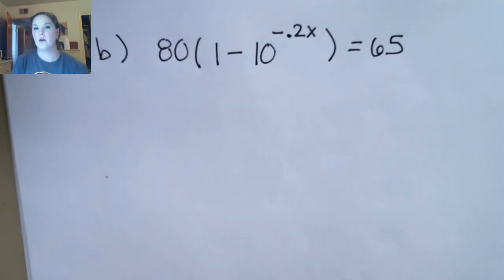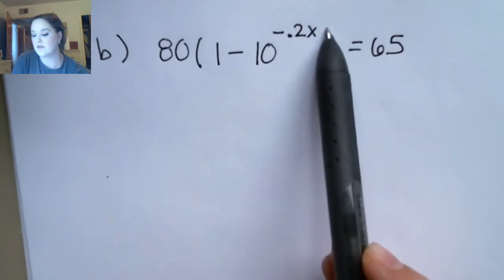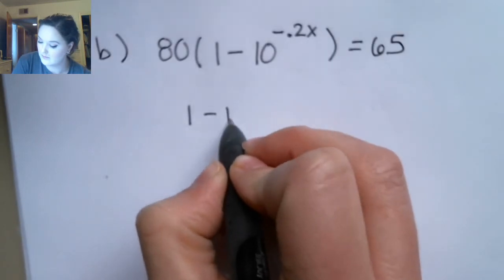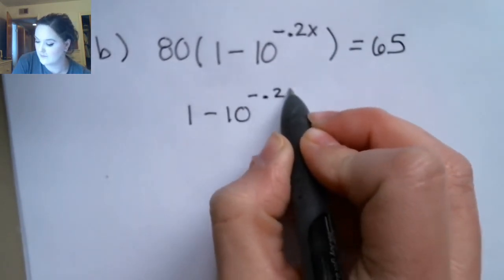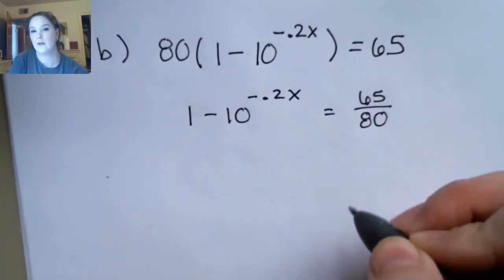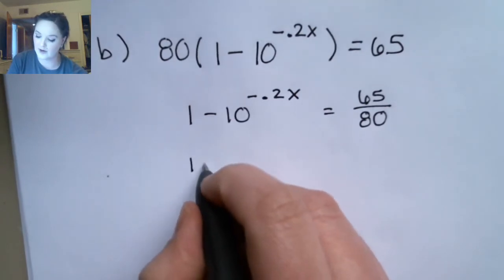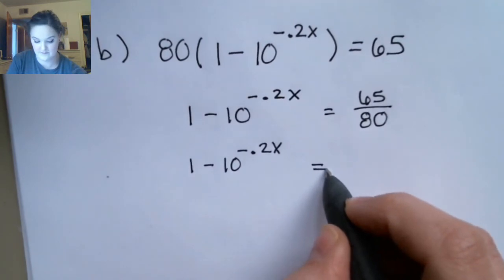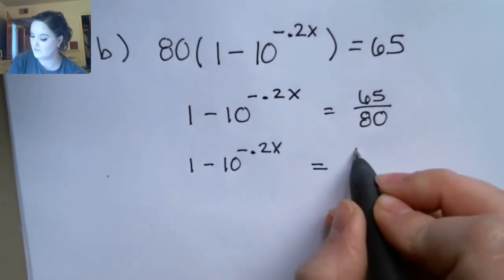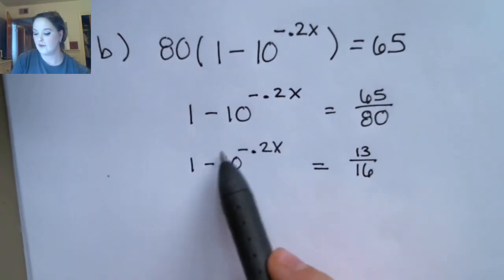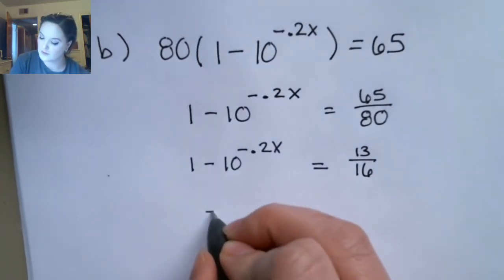So I'm still going to try to isolate this expression. The first thing I'm going to do is divide both sides by 80. And now I'm actually going to reduce my fraction. Divide them both by 5 to get 13 over 16. Now if I really want to isolate this, I have to subtract 1 from both sides.